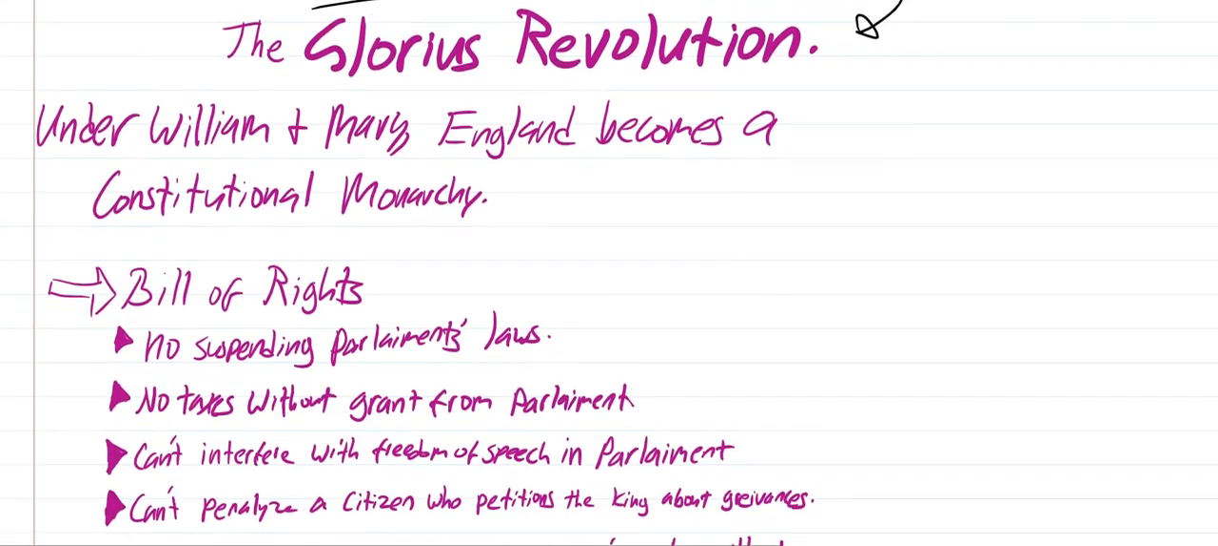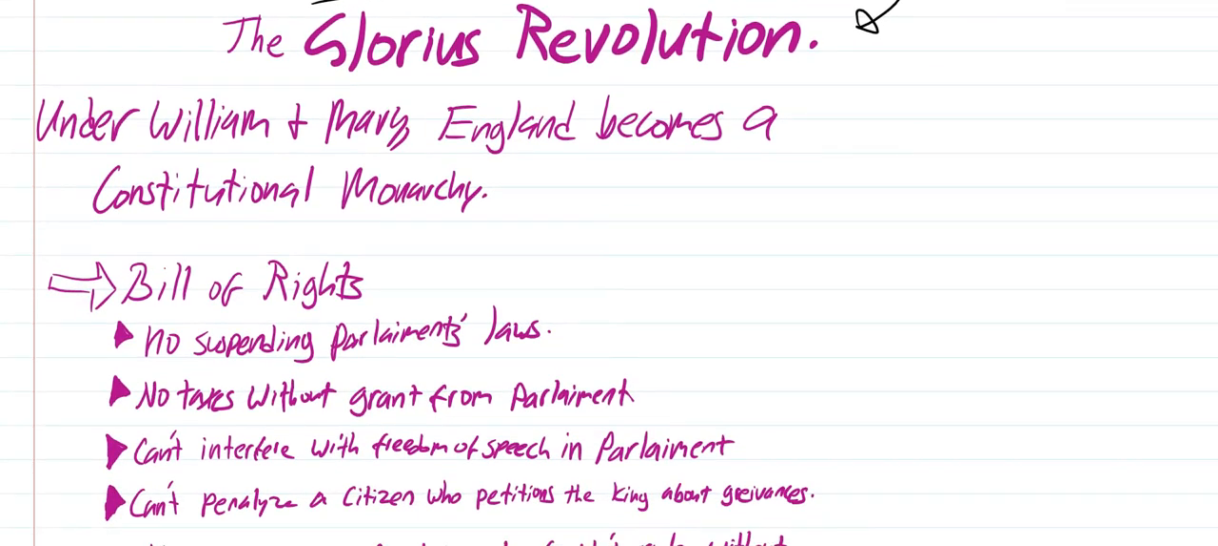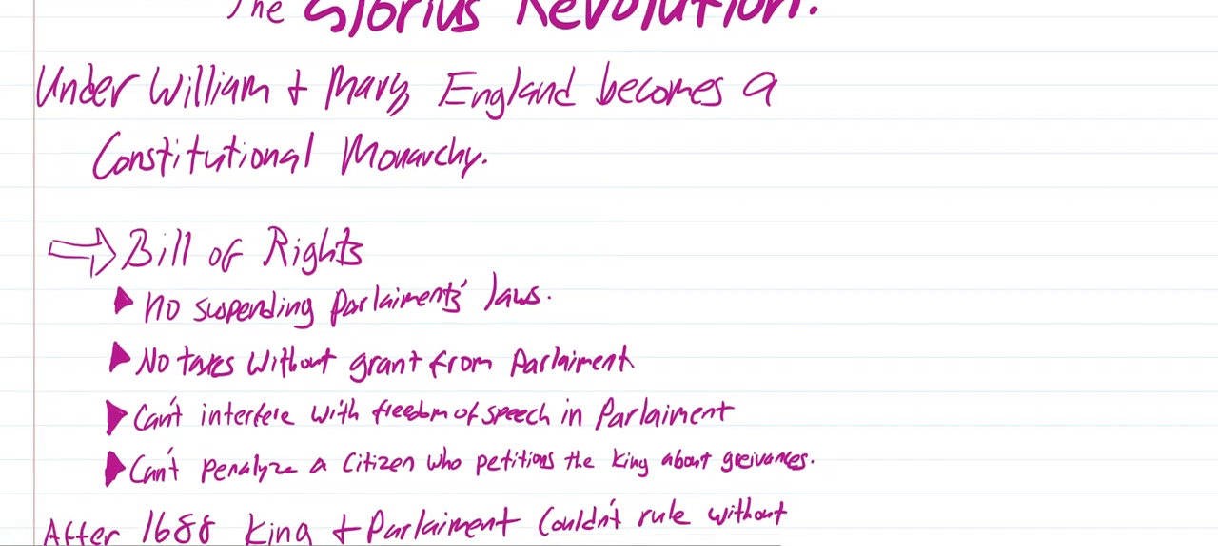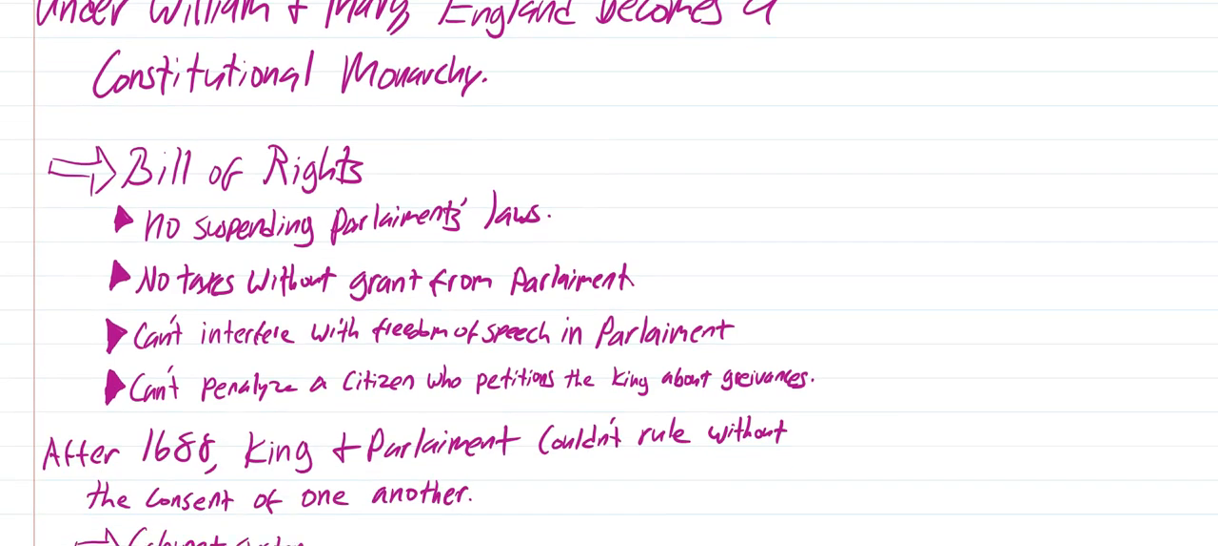All right, so when William and Mary come in, they're seemingly okay with sharing their power with Parliament. So here's the way it's going to go down. There was going to be a Bill of Rights, and the Bill of Rights essentially does these things here. You can't suspend Parliament's laws because you're a king. If Parliament passes a law, it's law. There are no taxes without a grant from Parliament, so Parliament's going to decide when the king can levy taxes. That gets rid of the issues that we had with Charles I.